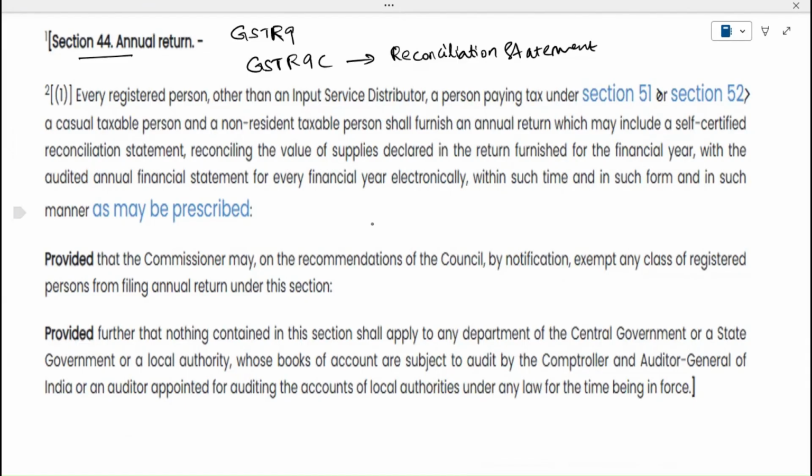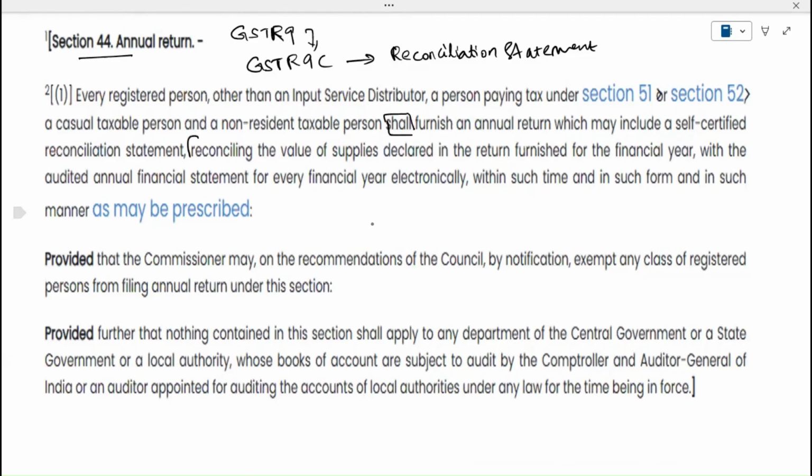What does the GST law expect? Like, as per Section 35, maintain books of accounts. Now it says that every registered person other than ISD or person paying tax under TCS or TDS, casual taxable person, NRTP, shall, it is a compulsion, shall furnish an annual return which may include a self-certified reconciliation statement. This GSTR 9 may include 9C also.